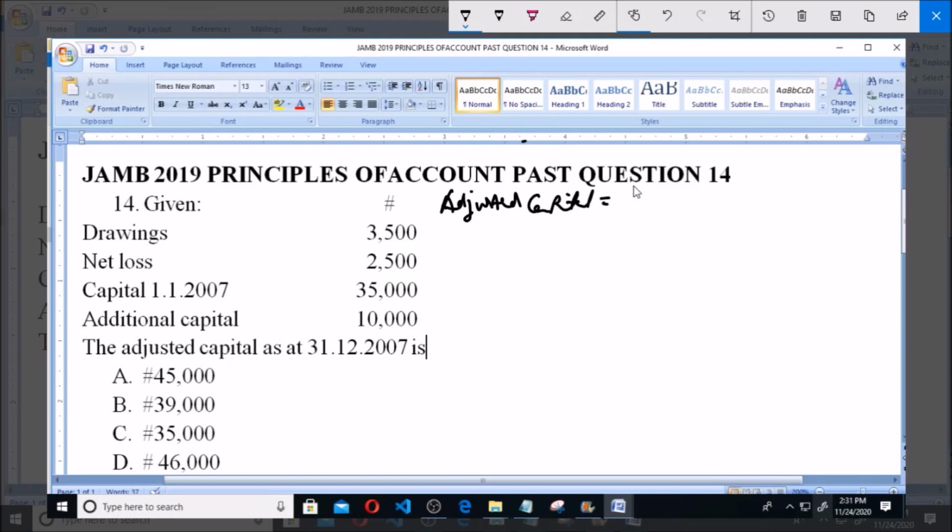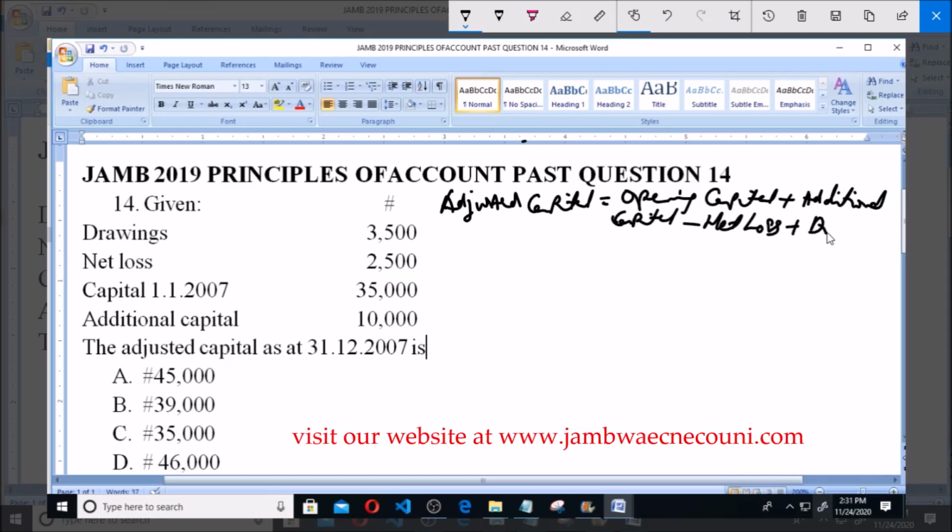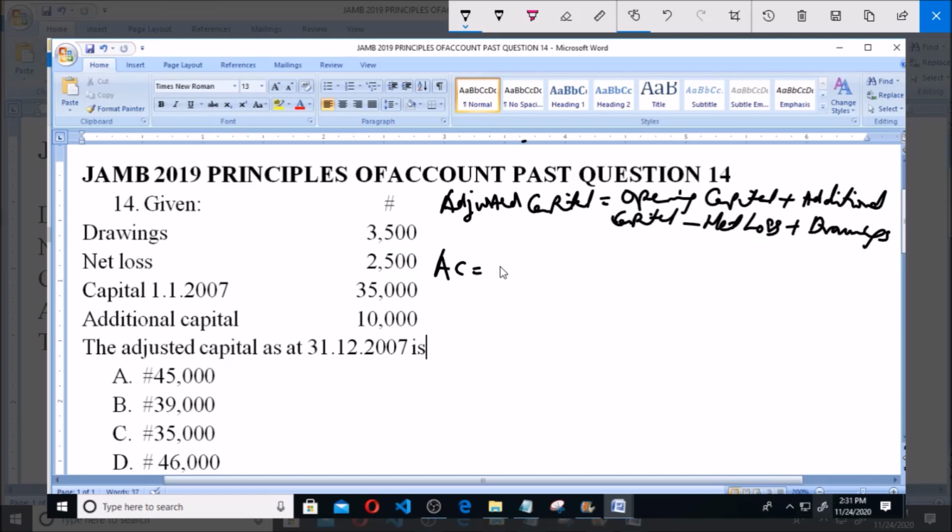adjusted capital is equal to opening capital plus additional capital minus net loss plus drawings. So adjusted capital is equal to our opening capital, which is 35,000, plus additional capital of 10,000, minus our net loss of 2,500, plus our drawings of 3,500.